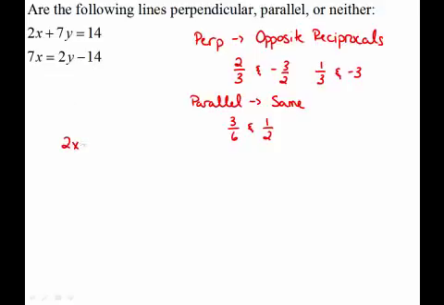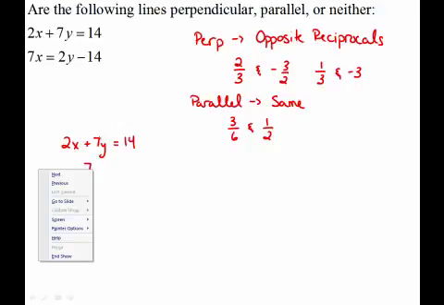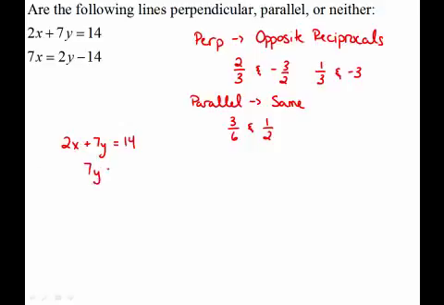Let's do the first line. Let's get it into y equals mx plus b. So subtract 2x from both sides. And then divide by 7. So y equals 2 minus 2/7 x. So the slope of this line is -2/7.